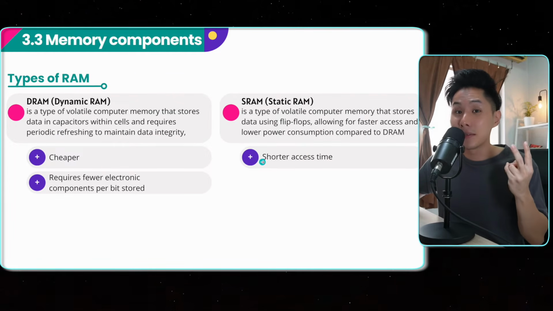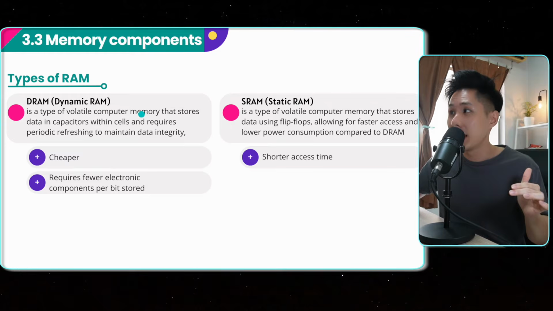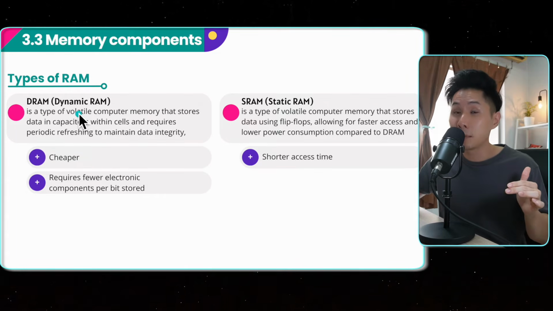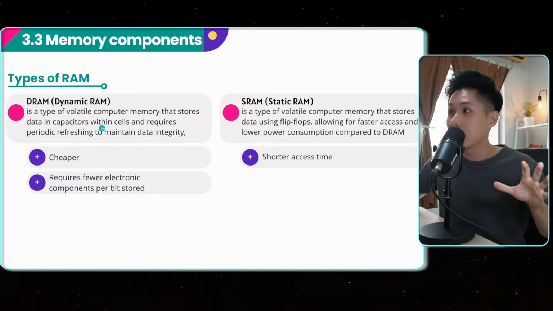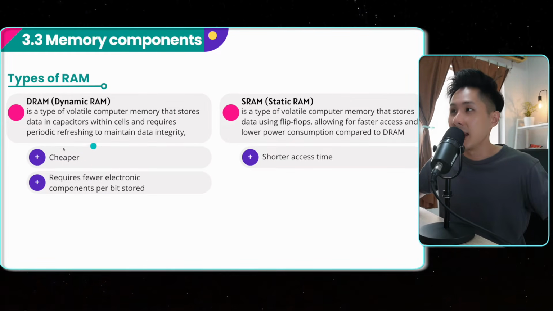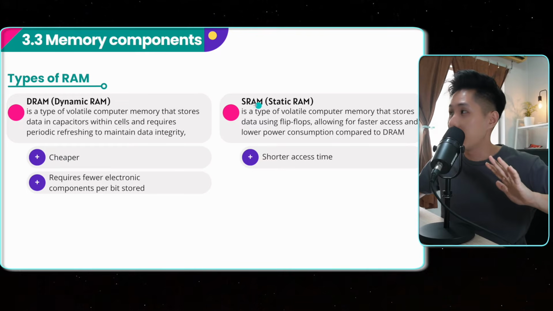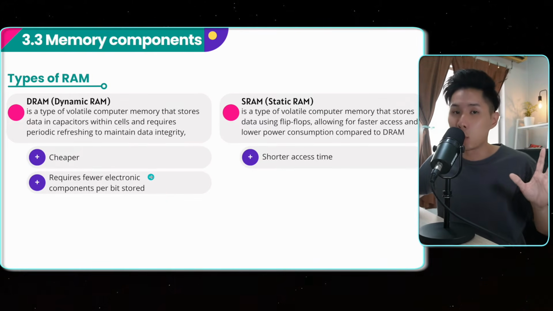And there are two types of RAM in your syllabus. First is called dynamic RAM. It is a volatile computer memory. Volatile means that once the power is off, the data is lost. It stores data in capacitors within cells and requires periodic refreshing to maintain data integrity. It's cheaper compared to the other RAM, static RAM, and requires fewer electronic components per bit stored.